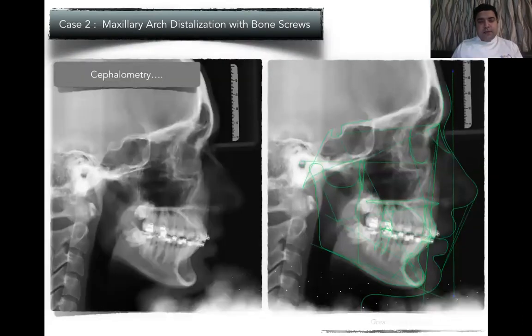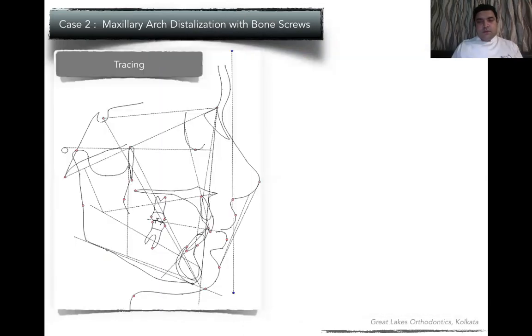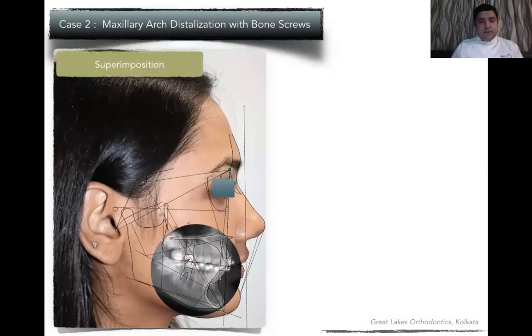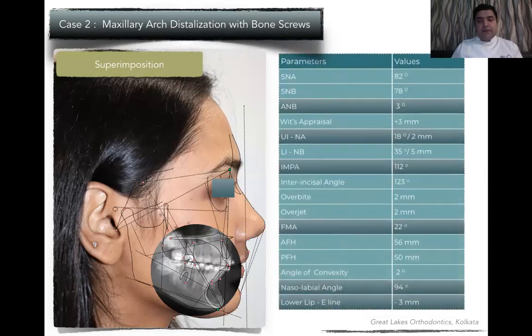So what do the cephalometric parameters show? The composite analysis shows that you have a good dental relationship as of now. The tracing shows that the upper incisors have been well uprighted. The horizontal growth pattern is still there, but we did overcome a lot of overjet, and good distalization was achieved at the end of the day. When we superimpose over the photographs, we find that a significant change in the profile has been brought about. So what are the parameters at the end of the treatment?